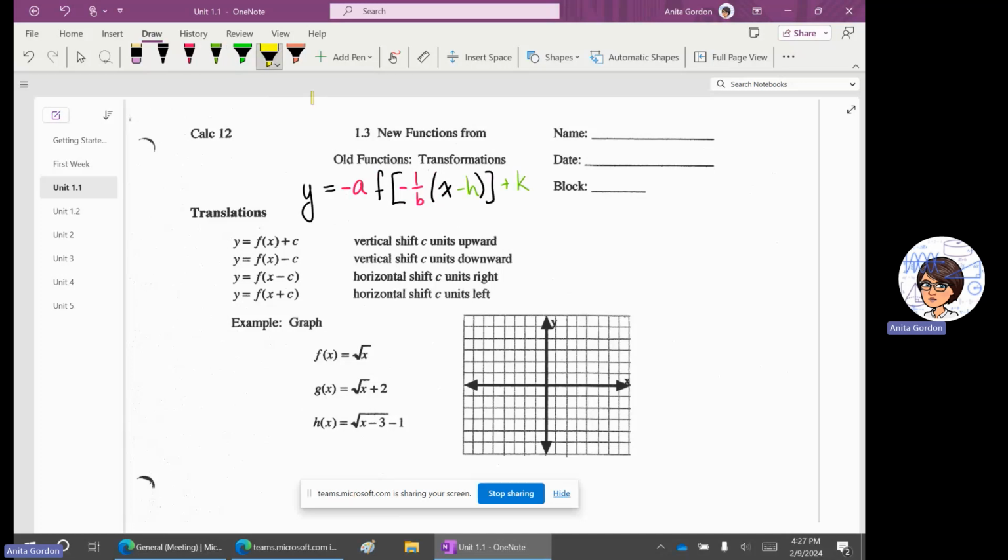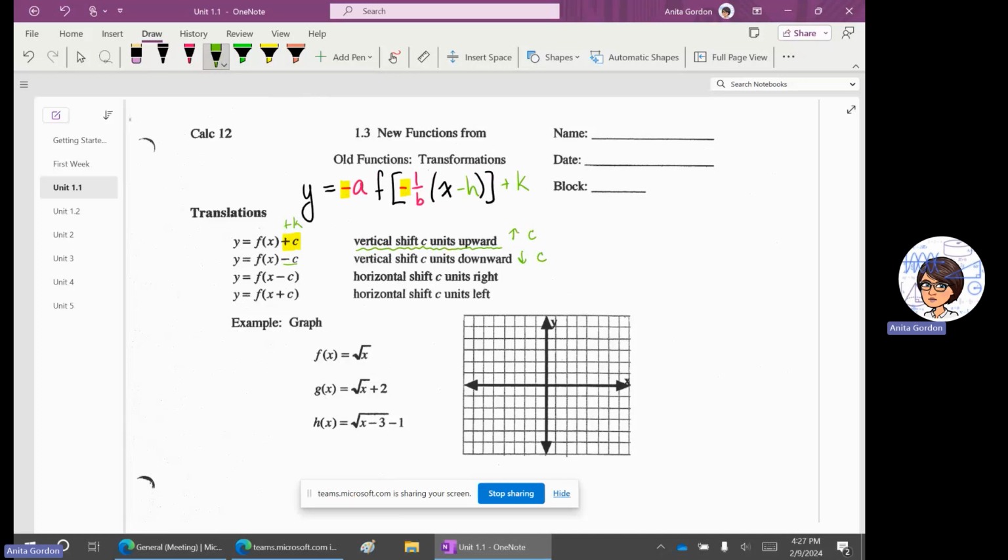The negative out front and the negative in front of this coefficient here also determined if it was going to be reflected upside down or backward. So when we are looking at a function plus c, in our generic equation, this is my plus k bit. This represents a vertical shift c units up. So if it's a plus c, we are moving up c units. If we saw a negative c, we were moving down c units.